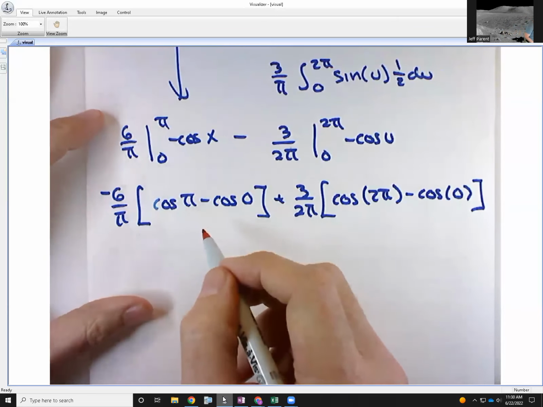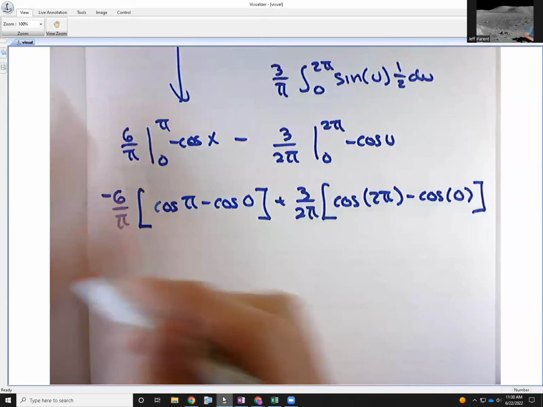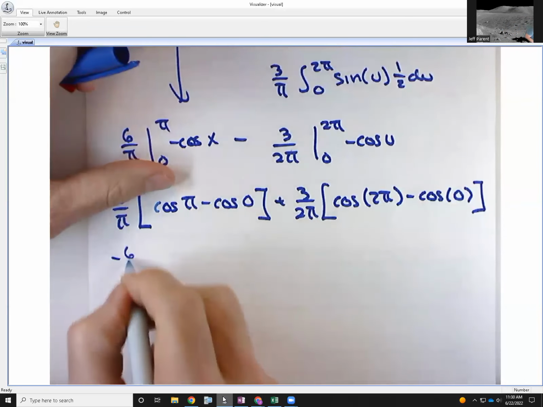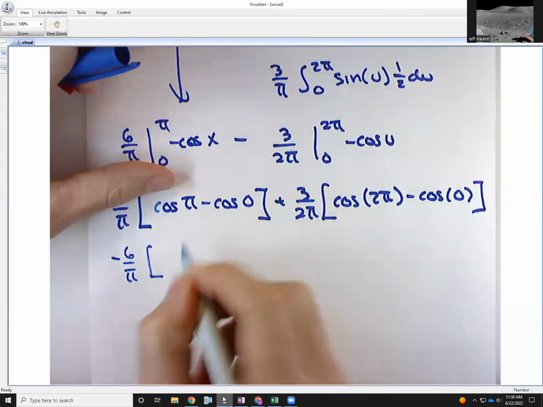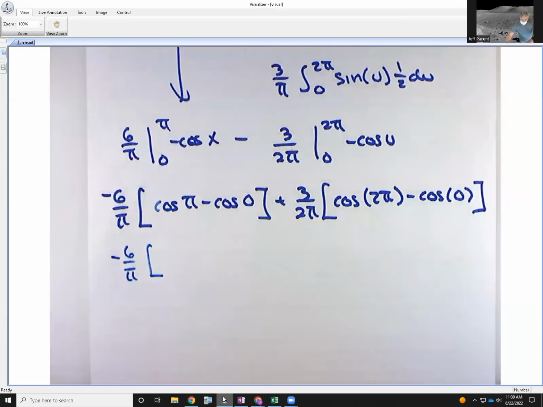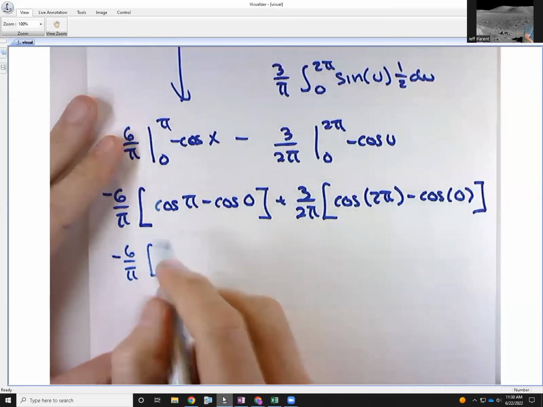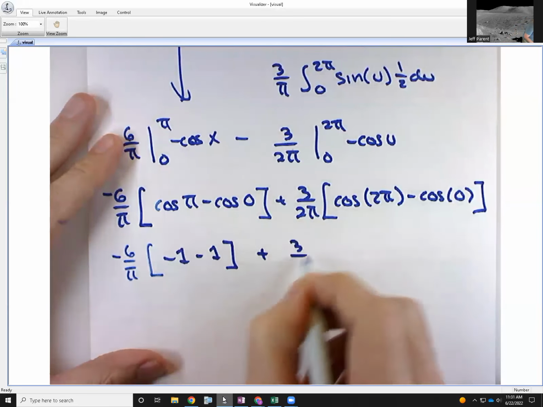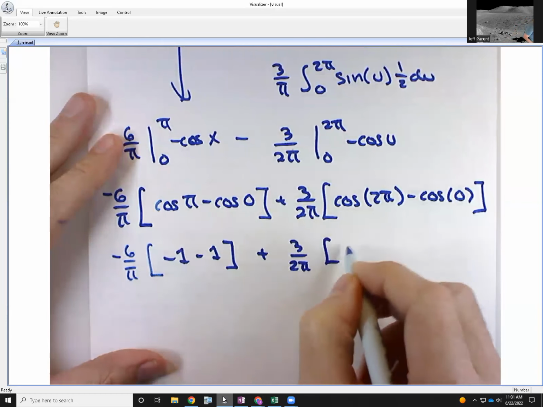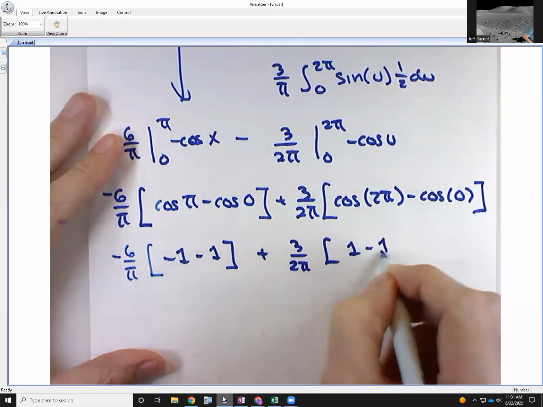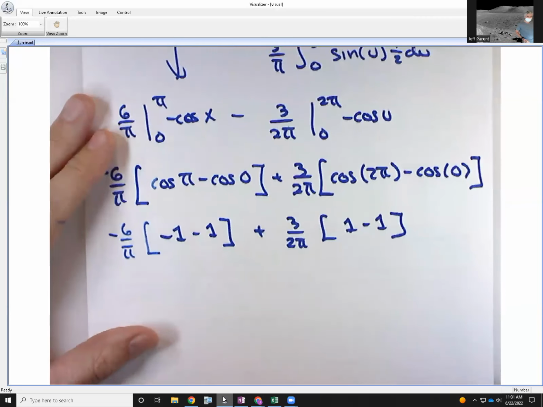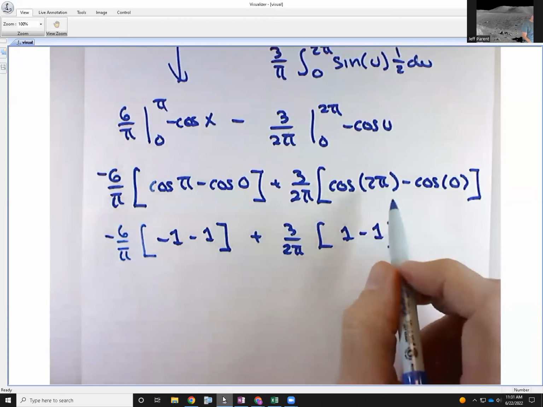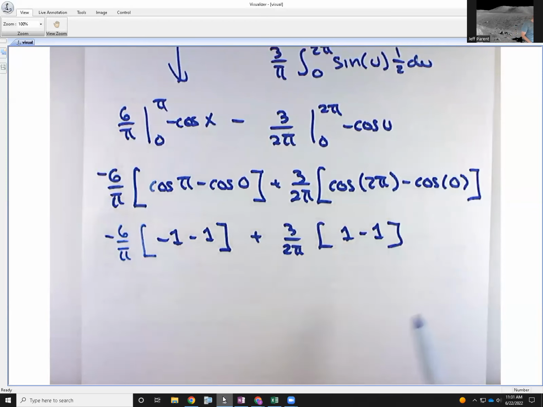Okay, so let's see what happens here. That's going to be negative 6 over pi times negative 1 minus 1 plus 3 over 2 pi times 1 minus 1. Cosine of 2 pi is 1. Cosine of 0 is 1.